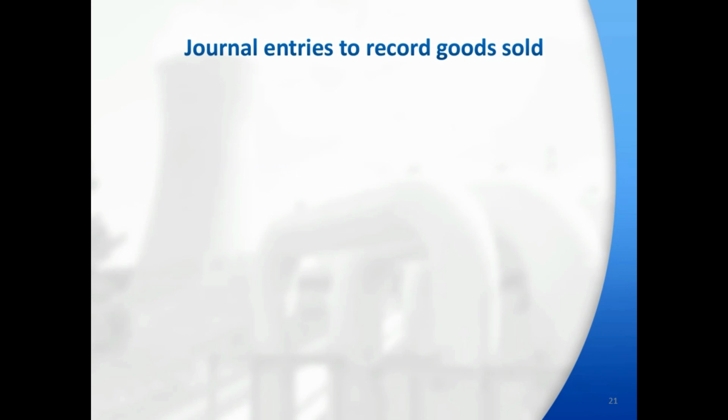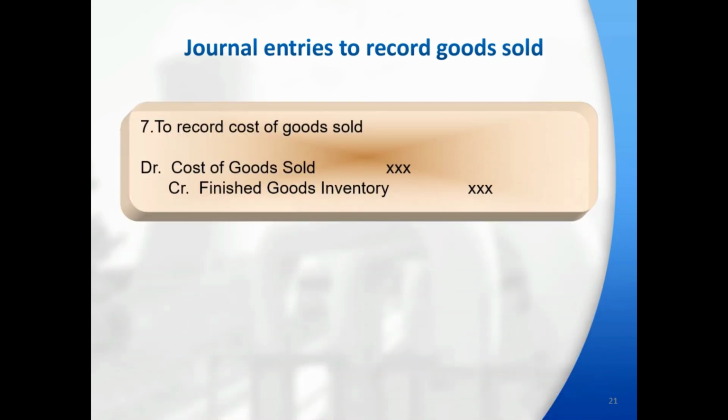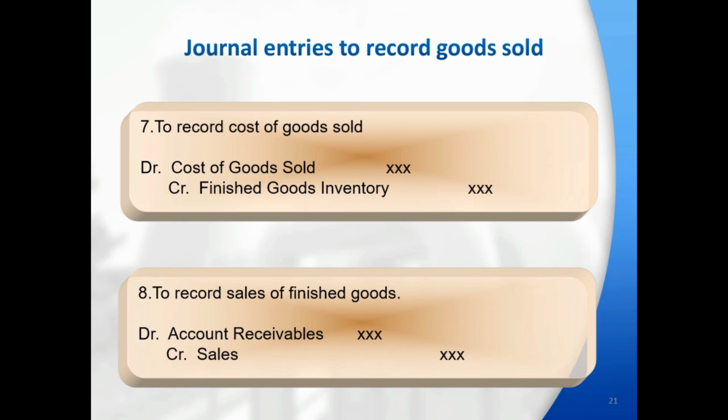There are 2 journal entries involved to record goods sold. First, to record cost of goods sold, debit cost of goods sold and credit finished goods inventory. Second, to record sales of finished goods, debit accounts receivable and credit sales.